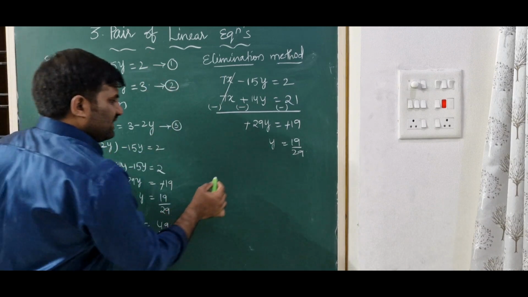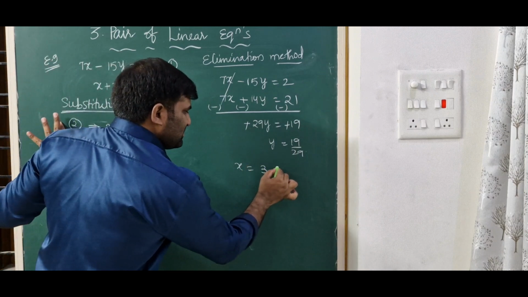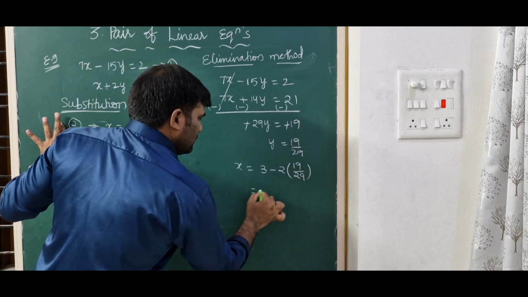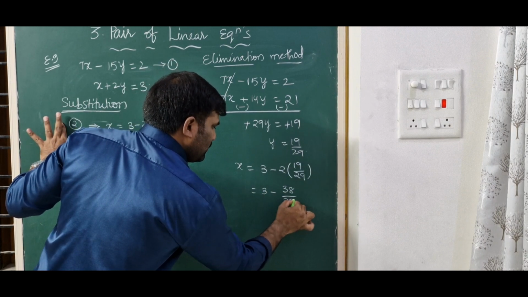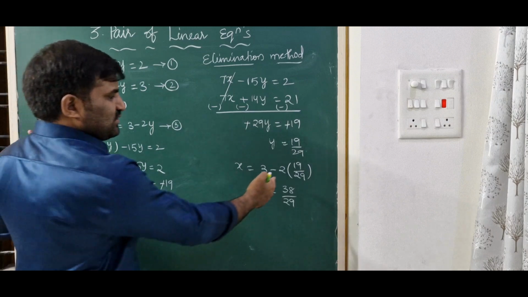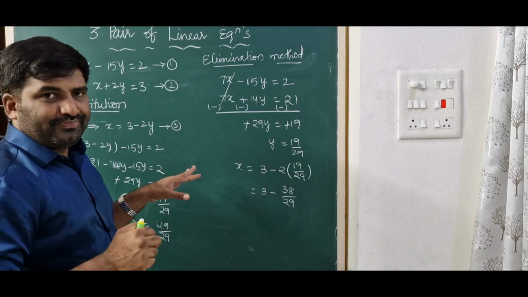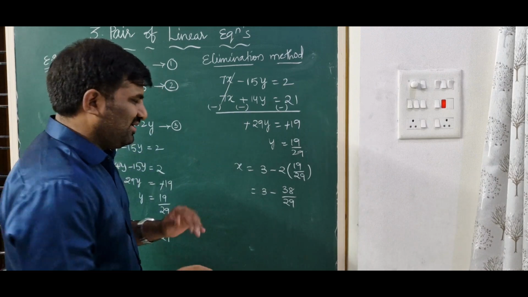I am substituting here in the third equation, x is equal to 3 minus 2y. 3 minus 2 into y, what is y here? 19 by 29. So 3 minus 19 2s are 38 by 29. Some of you are making a mistake. You are multiplying this 2 with the numerator as well as the denominator. It's wrong. 2 is nothing but 2 by 1. We should multiply 2 only with the numerator, not with the denominator.